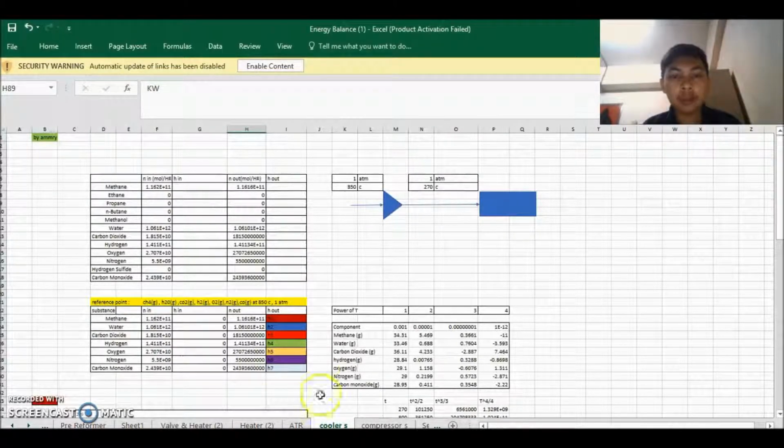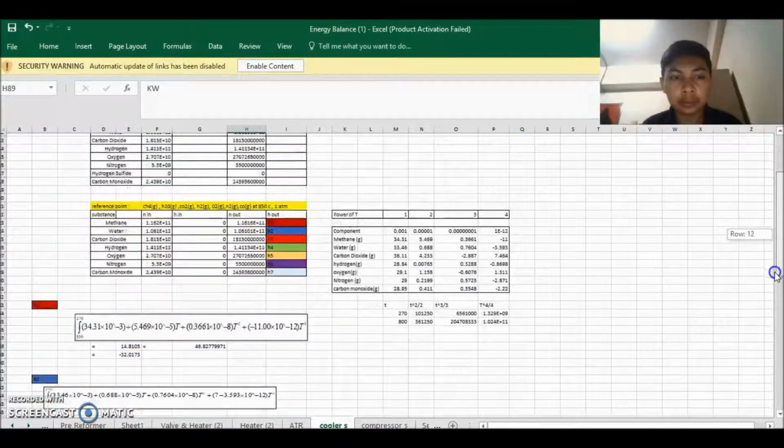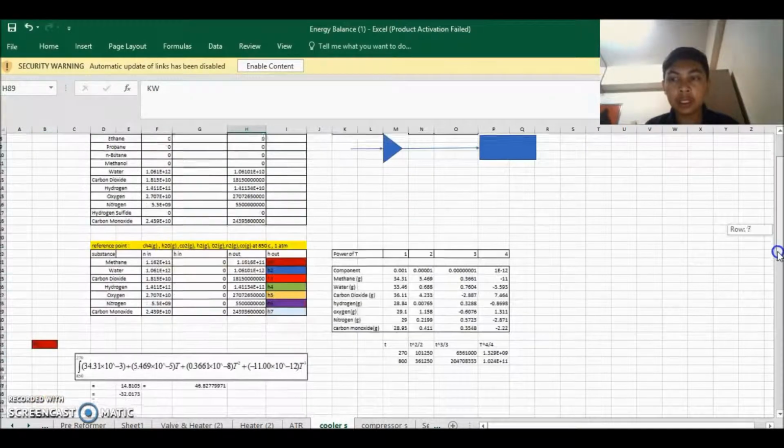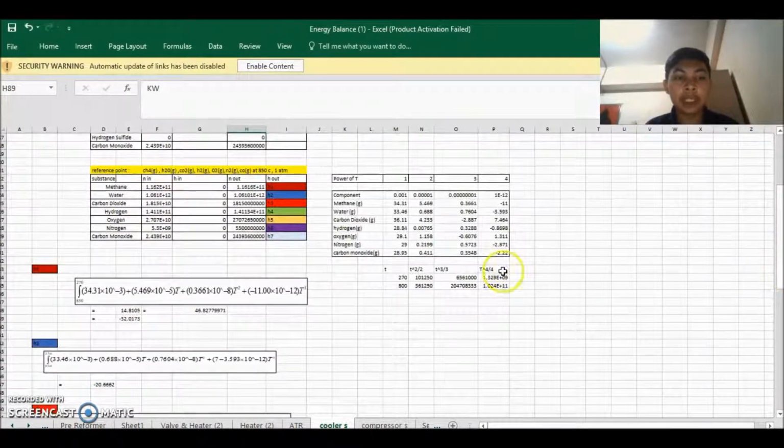For this method, I use the reference state at CH4, H2O, CO2, H2, O2, N2, and CO at 850 Celsius and 1 atm. So I get H in equal to 0, and I have to calculate only the H out. I use the normal calculation for energy balance using the CP value. I take it from table B2. So this is how I calculate.